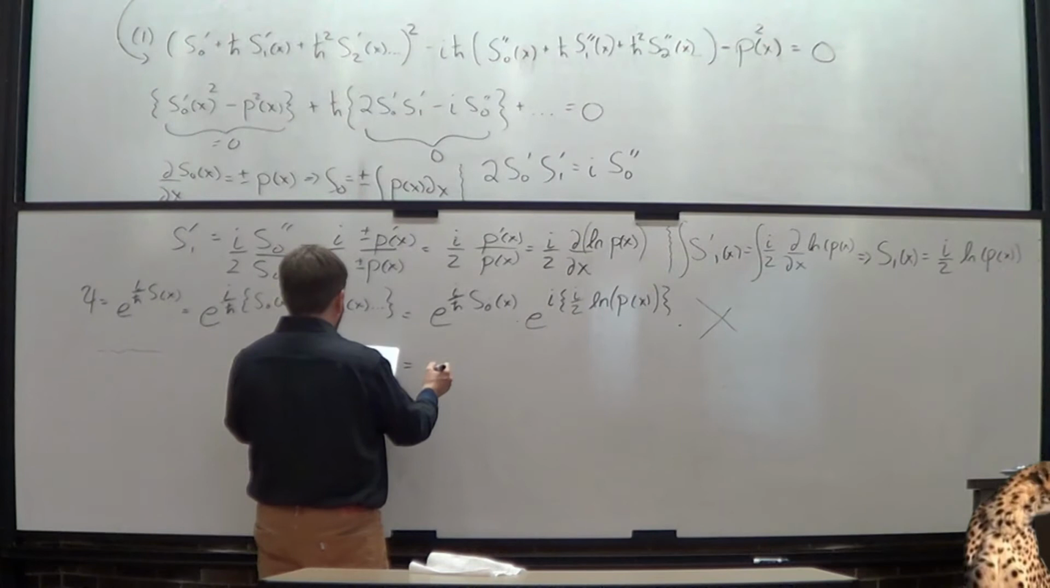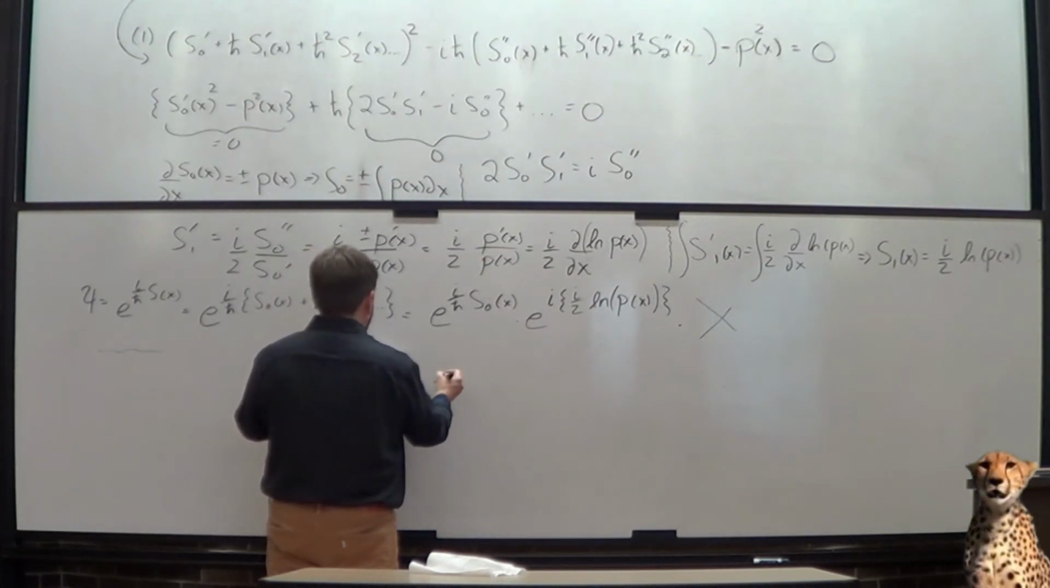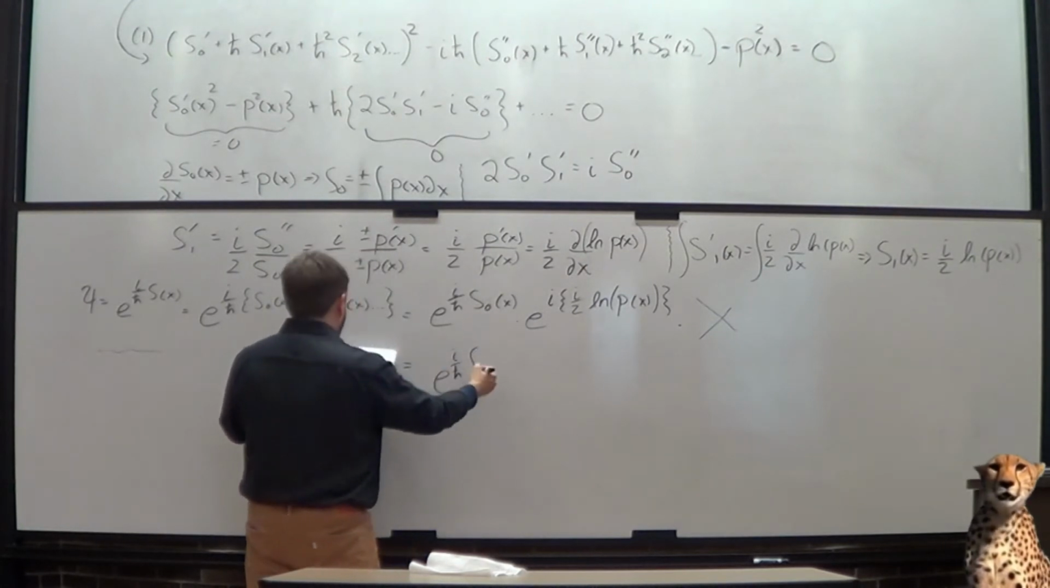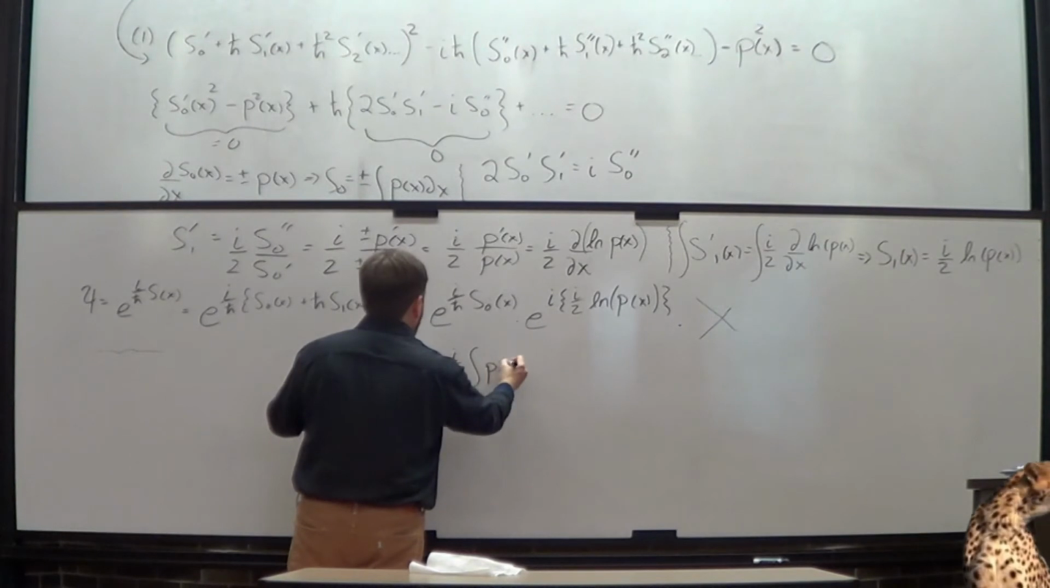Okay, so this ends up being e to the i over h bar. Now, remember that I've actually already defined this function as the integral of the momentum.